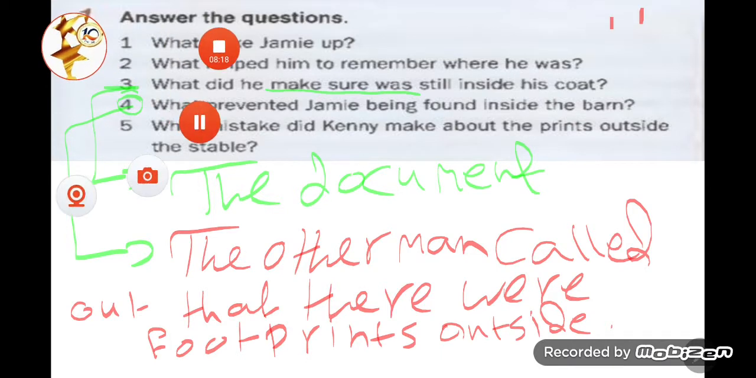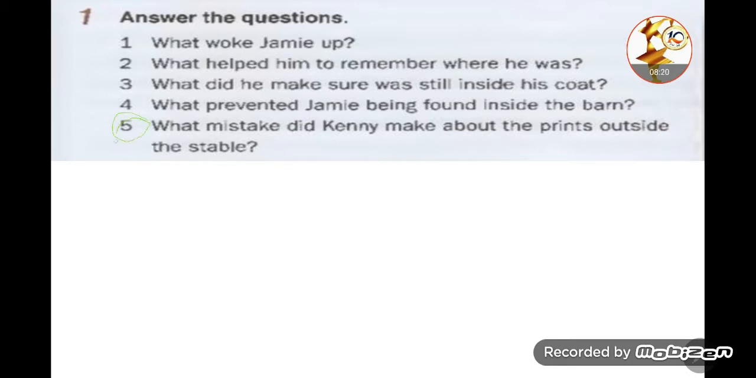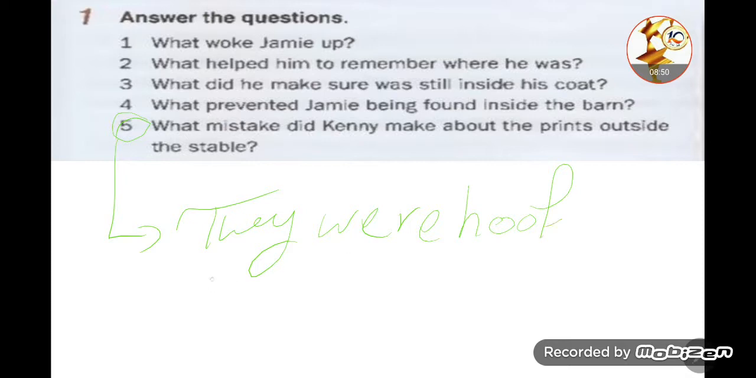Now we move to number 5. Let's see what the answer of number 5 is, but first let us read the question. What mistake did Kenny make about the prints outside the stable? What was the mistake that Kenny made about the footprints outside the stable? Of course, they were hoof prints, meaning they were the prints of a horse's hooves.